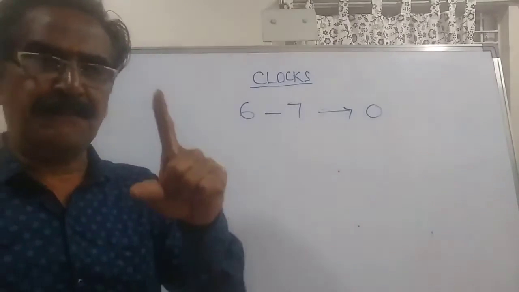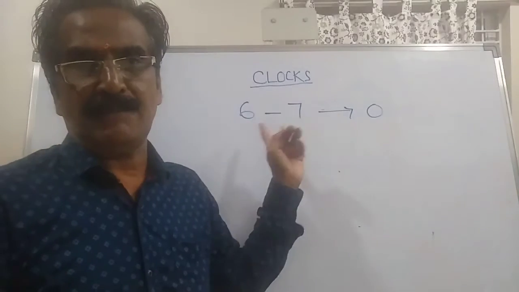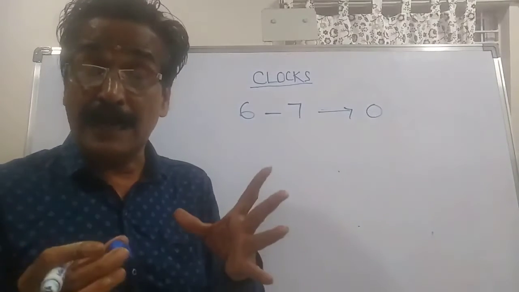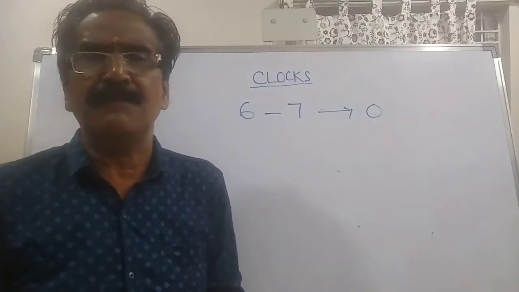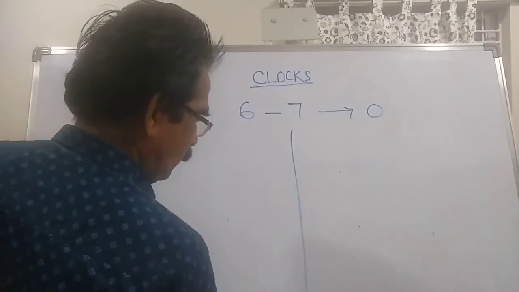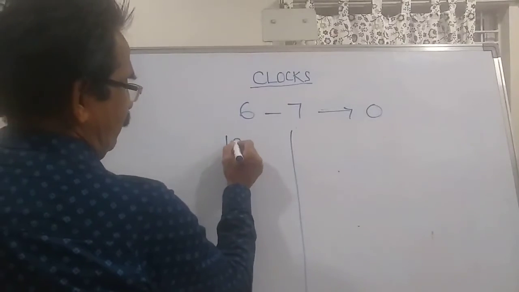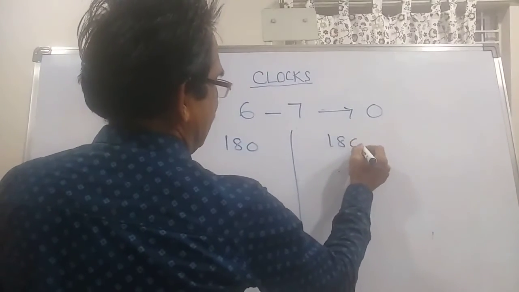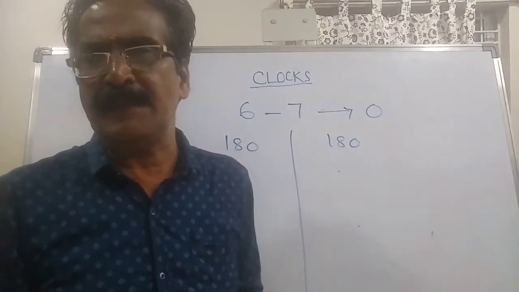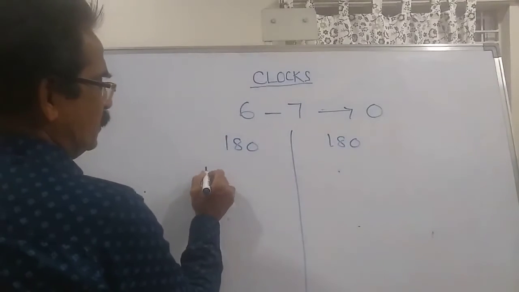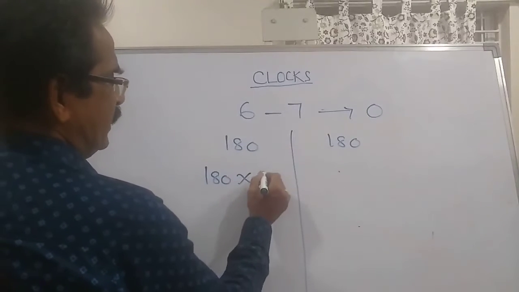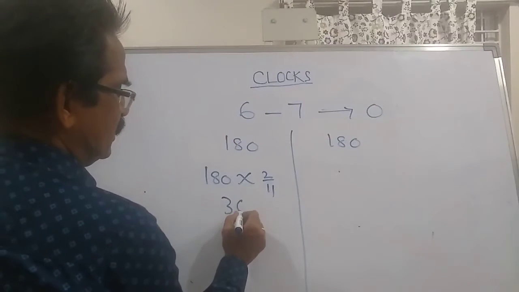So the same position of hands, between 6 and 7. At what time are the hands coincident, that is, the angle between the hands is 0 degrees? Same process. At 6 o'clock the angle is 180, and the angle required is 0. So even if you subtract or add, it doesn't make any difference. 180 minus 0 is 180, 180 plus 0 is 180. So 180 into 2 by 11, that is 360 by 11.